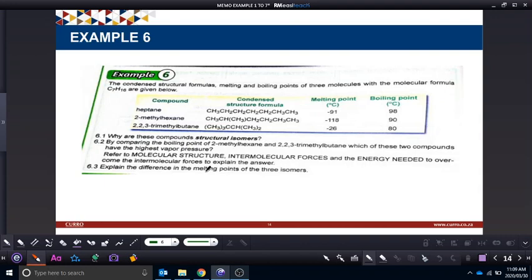So 2,2,3-trimethylbutane is actually an exception to the rule. That is why it will not follow the trend, because this was supposed to be the highest melting point, but because of the structure, it's easily forming a solid. So that's why it has a very low melting point. So here the intermolecular forces are the same as in 6.2, but because of the structure of the compound, we have different structural formulas.